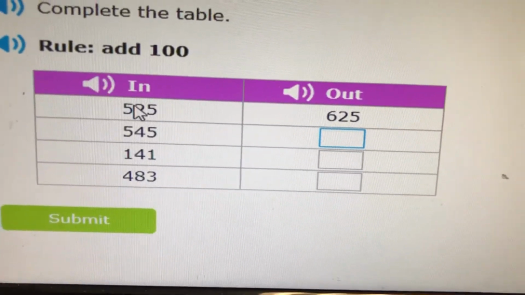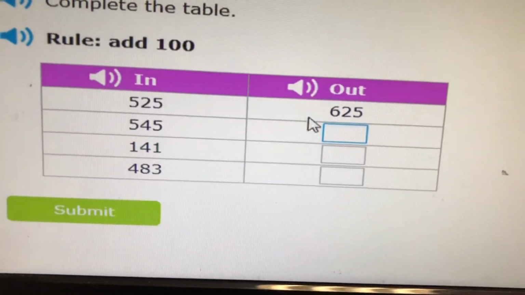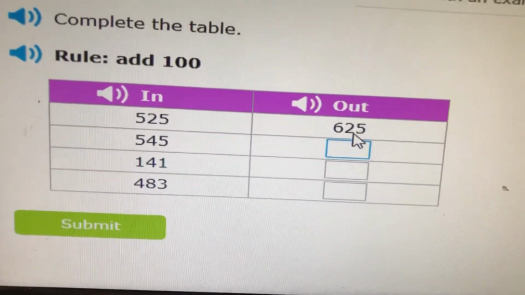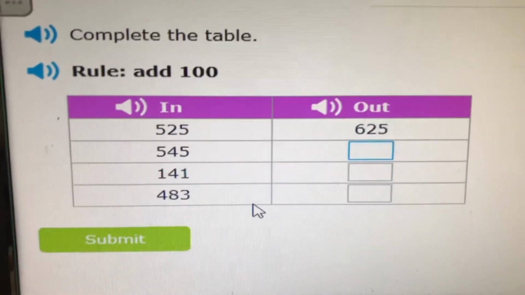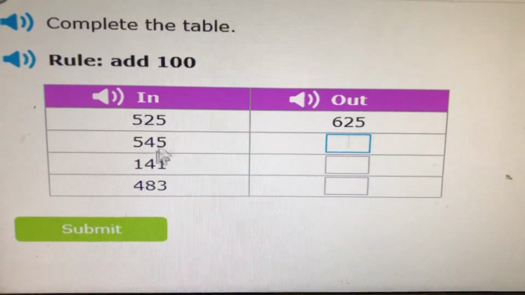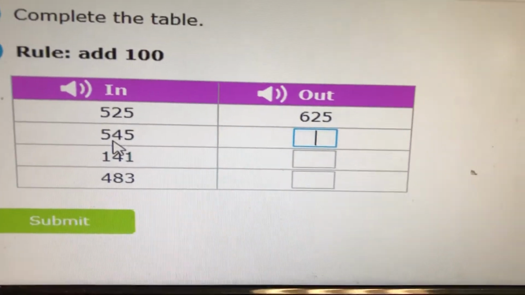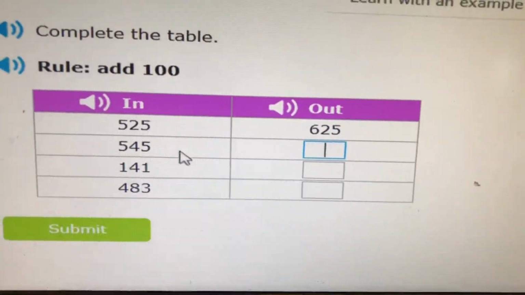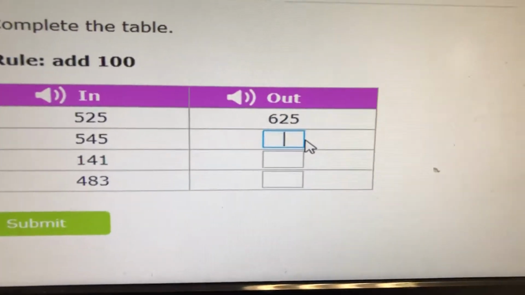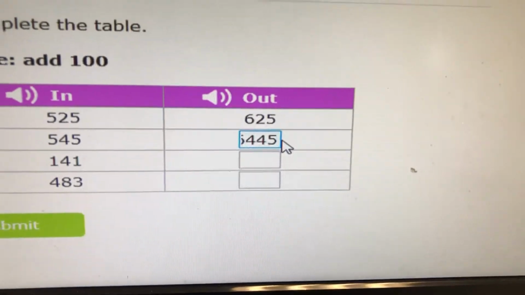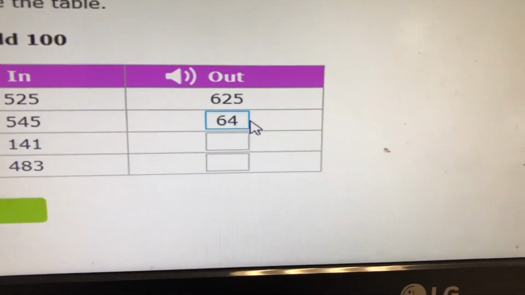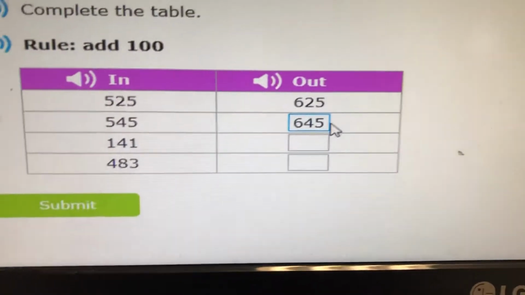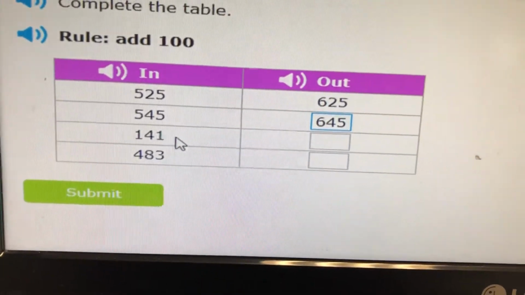So think 525, and out came 625. So we added 100. So now we add 100. 545 plus 100 equals 645. It's hard to type and hold the camera at the same time. Sorry about that.